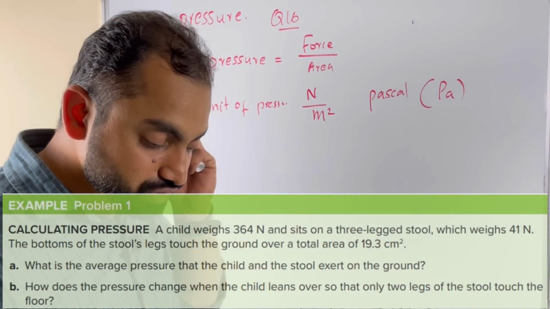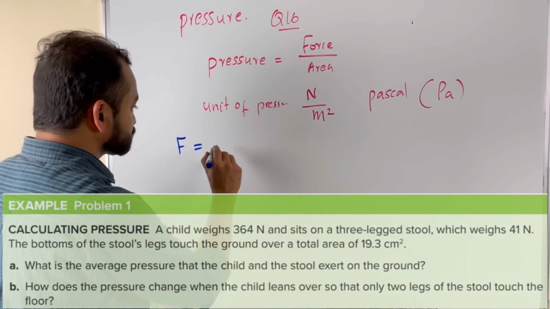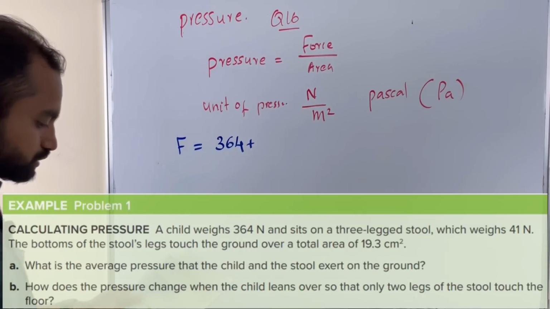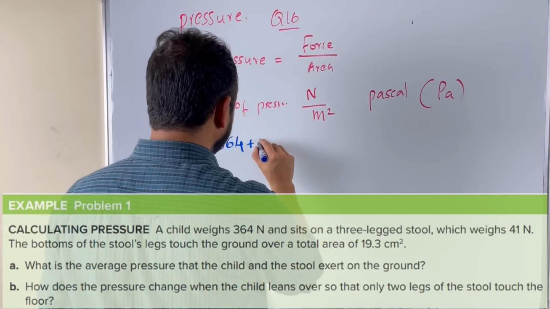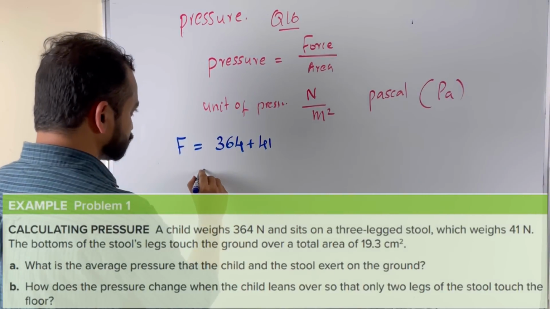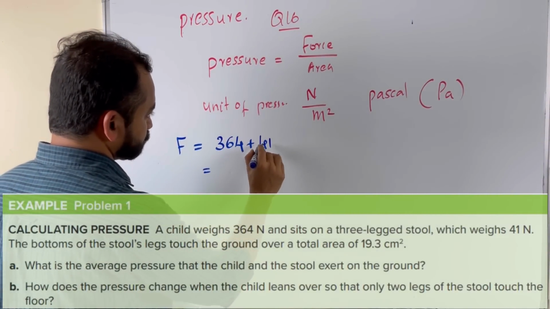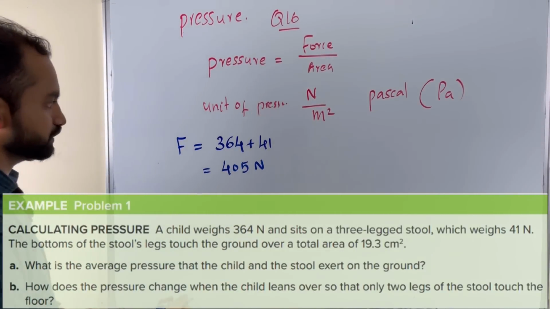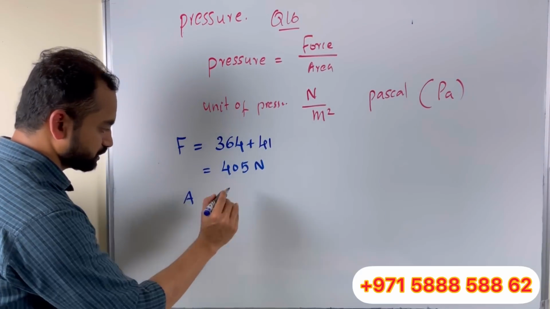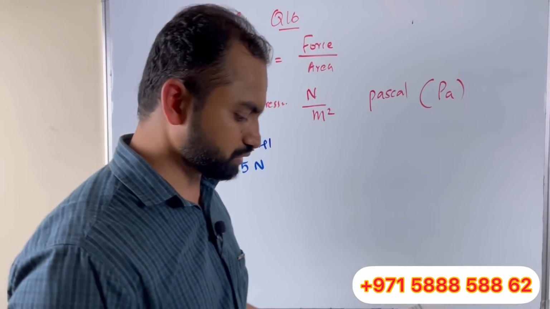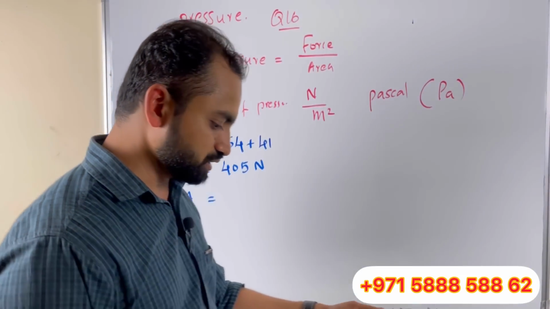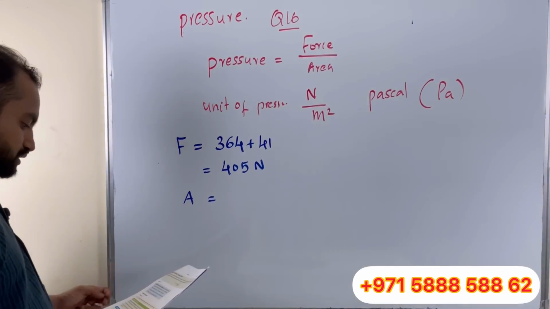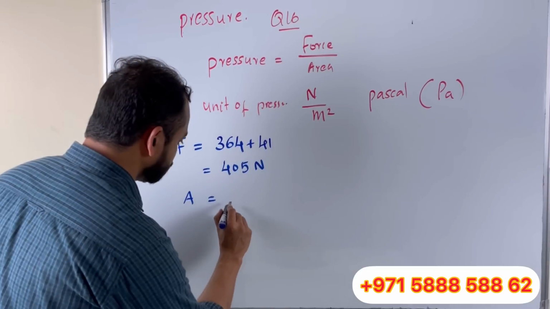So here the total force acting onto the ground is 364, that is the weight of the child, plus the weight of the stool. How much is the weight of the stool? 41 Newton, so 364 plus 41 will be 405 Newton. To calculate the pressure we need area also. So how much is the area of contact? Here area of contact is 19.3 centimeters squared. That is the area of contact of the stool's 3 legs.